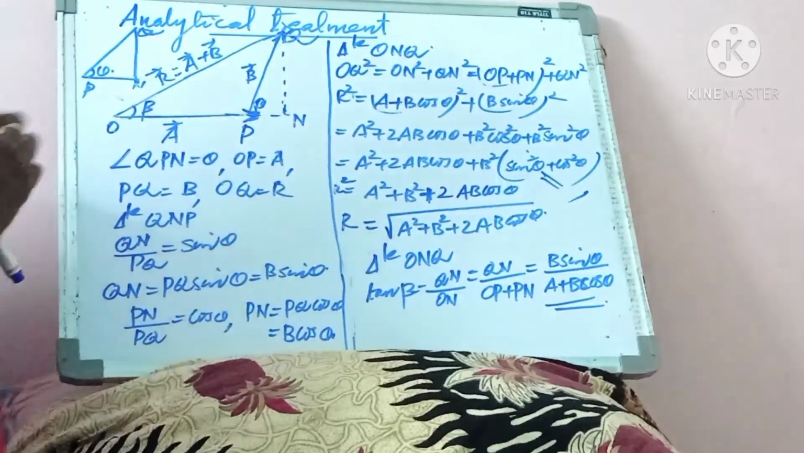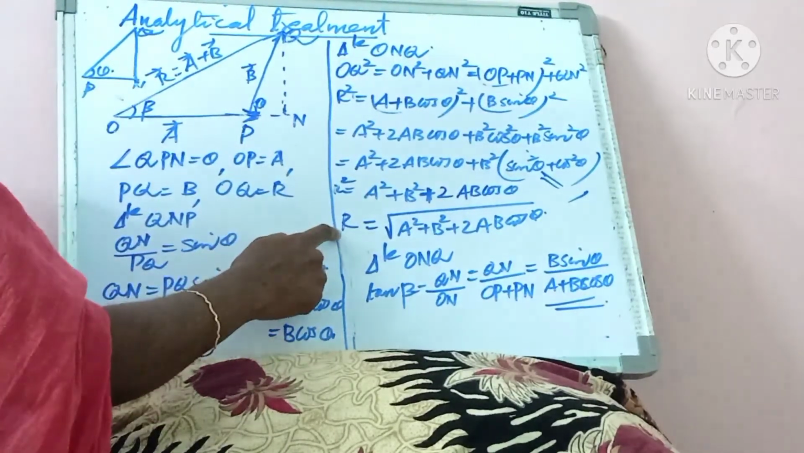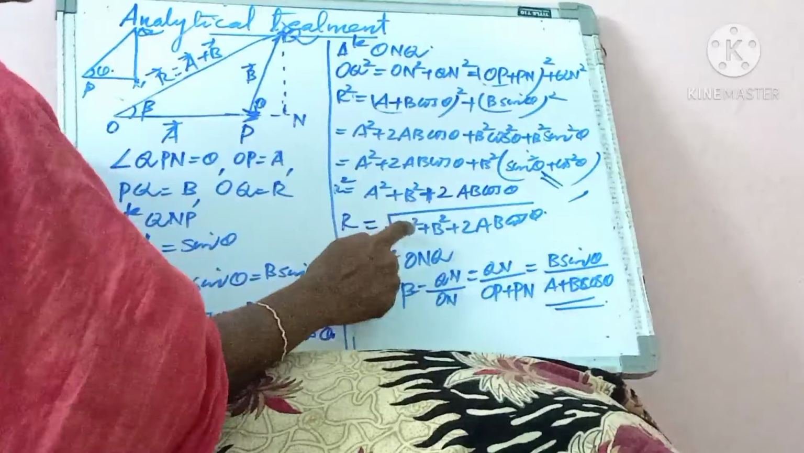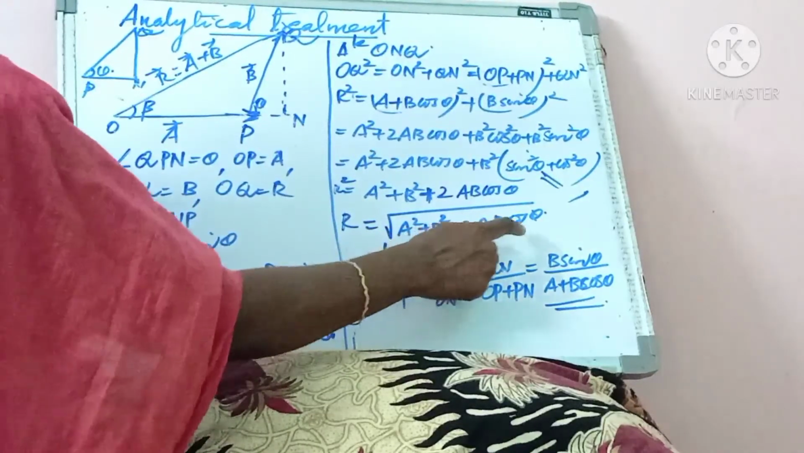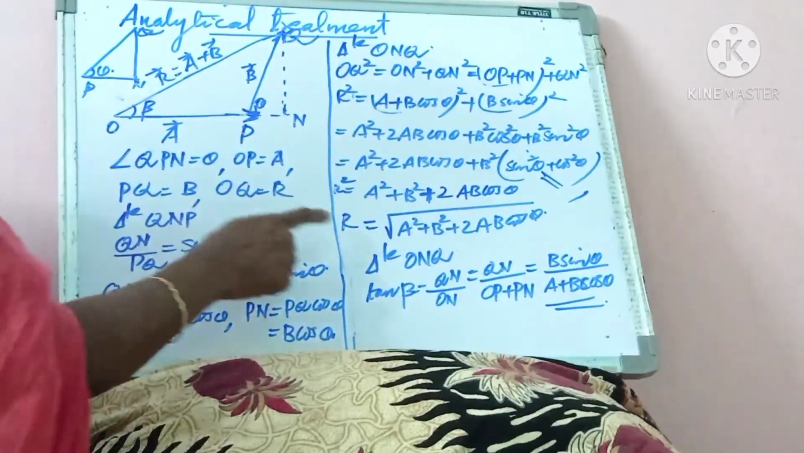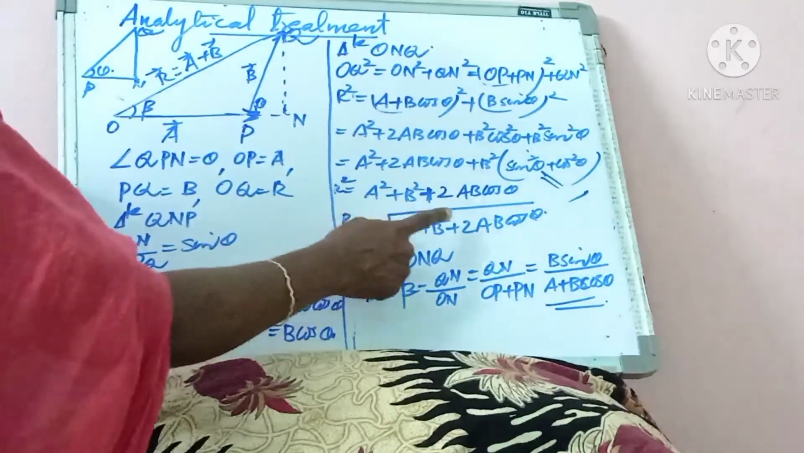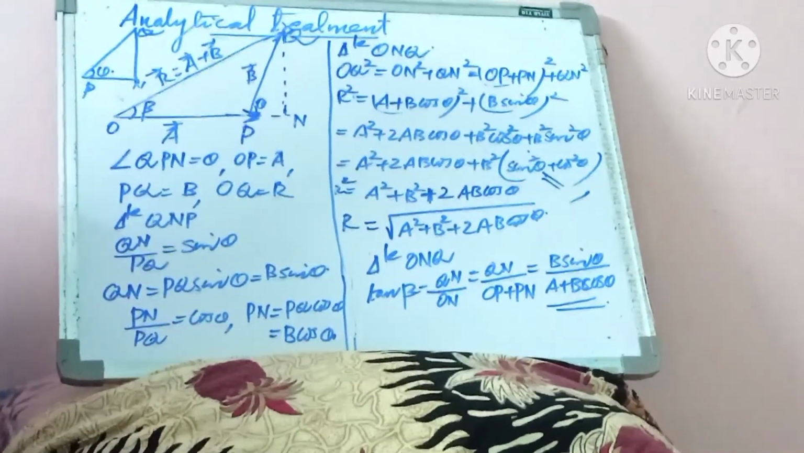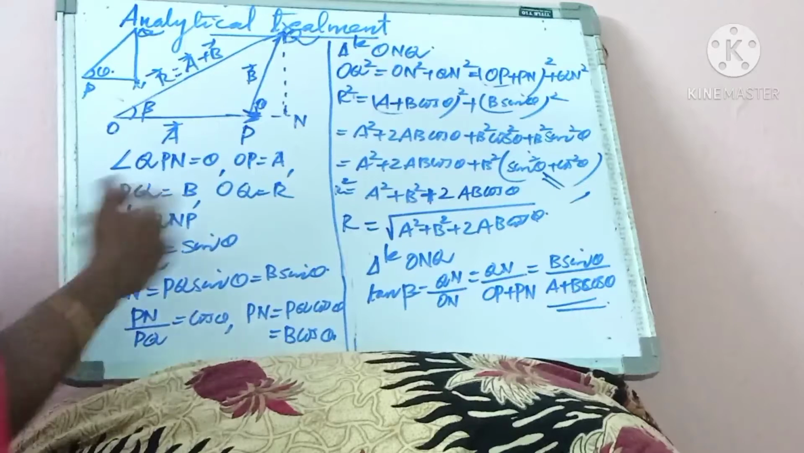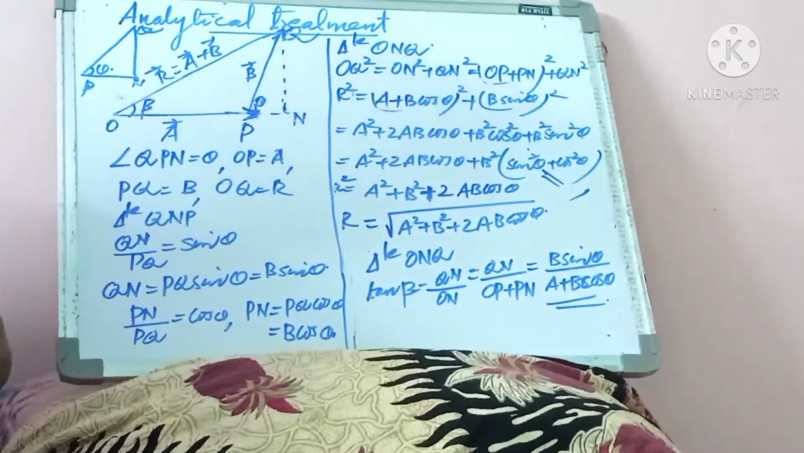That represents R square. From this, R can be represented as the square root of A square plus B square plus 2AB cos theta. This is the magnitude of the resultant vector R.